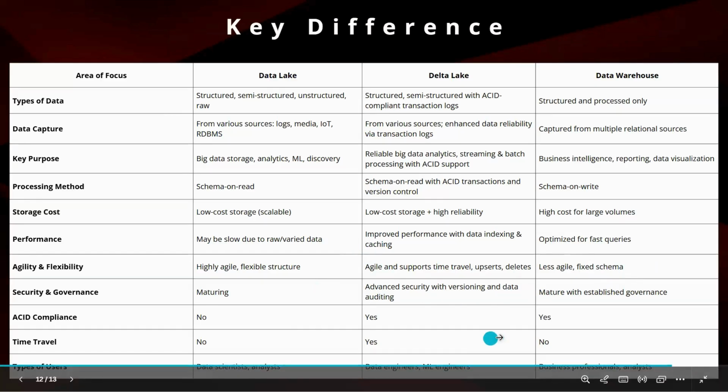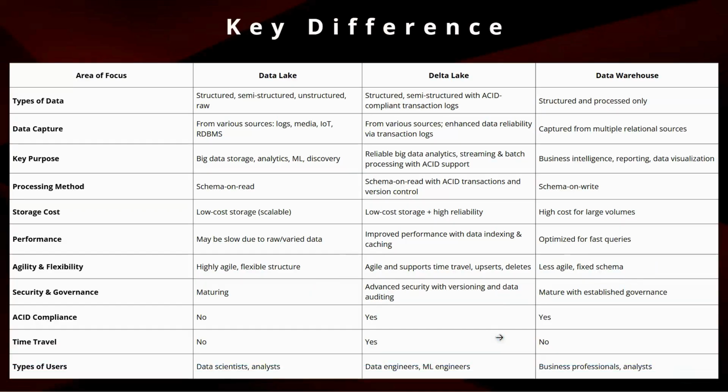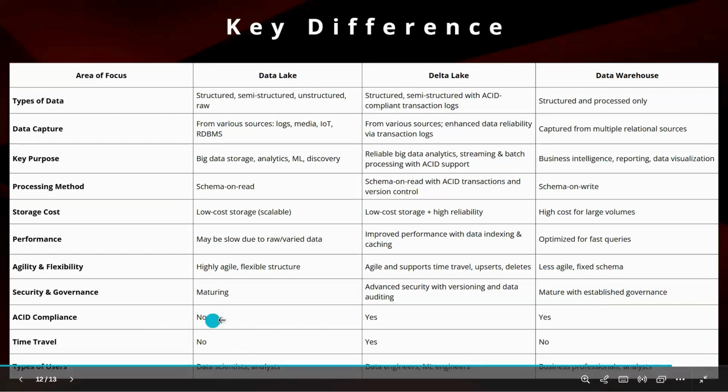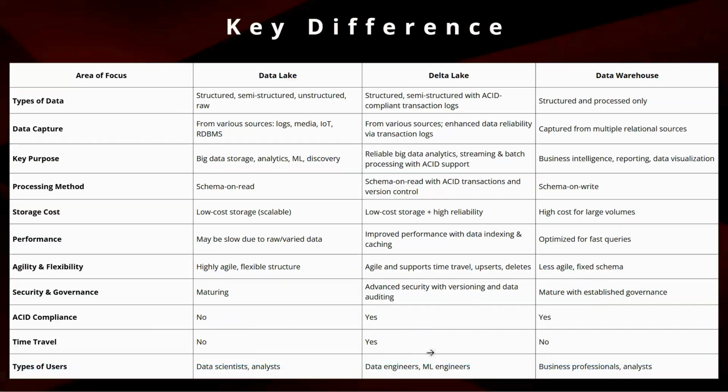Security and governance: data lake is maturing, Delta Lake has advanced security with versioning and data auditing, and data warehouse is mature with stable governance. So here the governance is there. Governance is kind of data security. ACID compliance: data lake is not ACID compliant. Delta lake is ACID compliant and data warehouse is also ACID compliant.